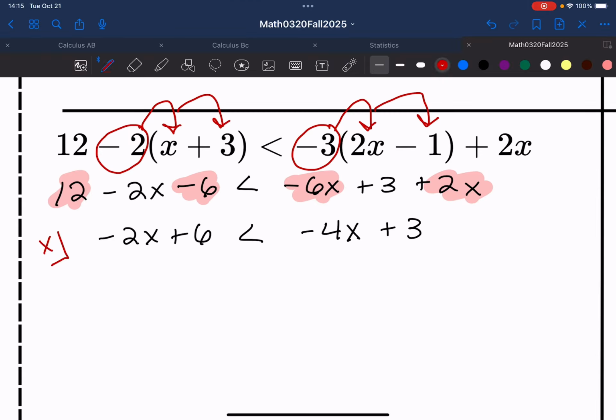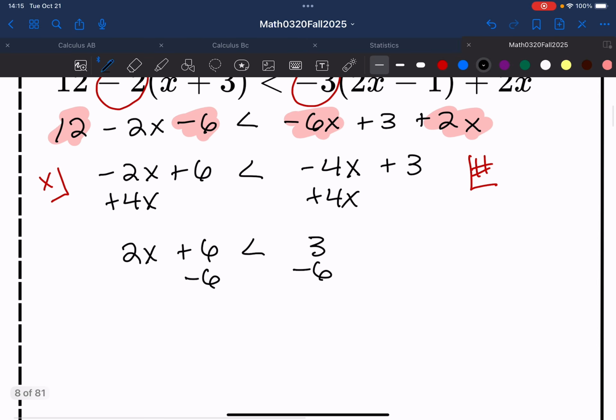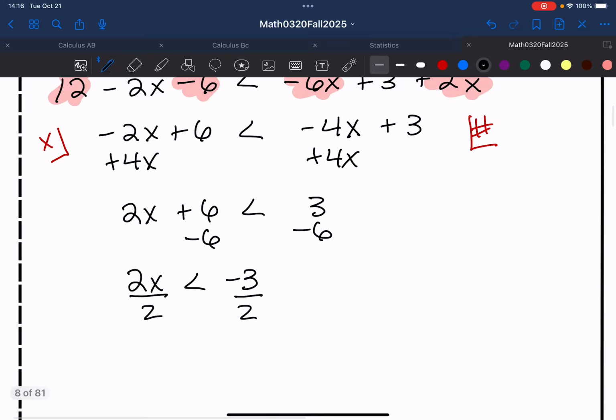Remember that my x's are on this side and my numbers are on this side. Okay, so first I'm going to add the 4x over, and I get 2x plus 6 is less than 3. Then I'm going to subtract 6 to the other side, and I get 2x is less than negative 3. And then divide both sides by 2, I get x is less than negative 3/2, or negative 1.5. Doesn't matter if you leave it in fraction or in decimal. But notice, this entire time, I never divided or multiplied by a negative.